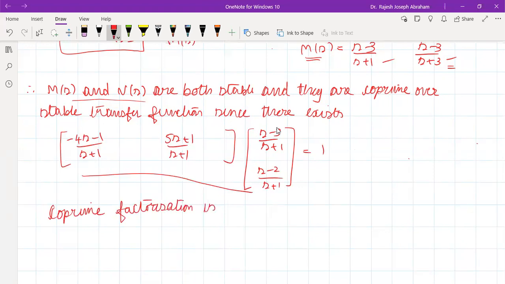It is not unique, because there can be any number of combinations. We just consider S plus 1, it may be S plus 2 or S plus 3 or S plus 4 and so on. So it is not unique. Fine.